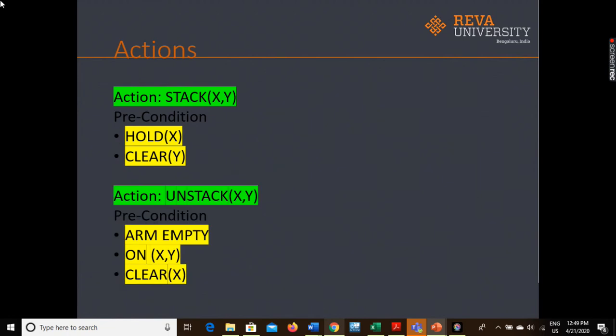Now the second action is unstack x from y. How do we achieve this action? Now the precondition here is to check if the arm is empty. If the robot's arm is empty, and if x is over y, and check if x is clear.